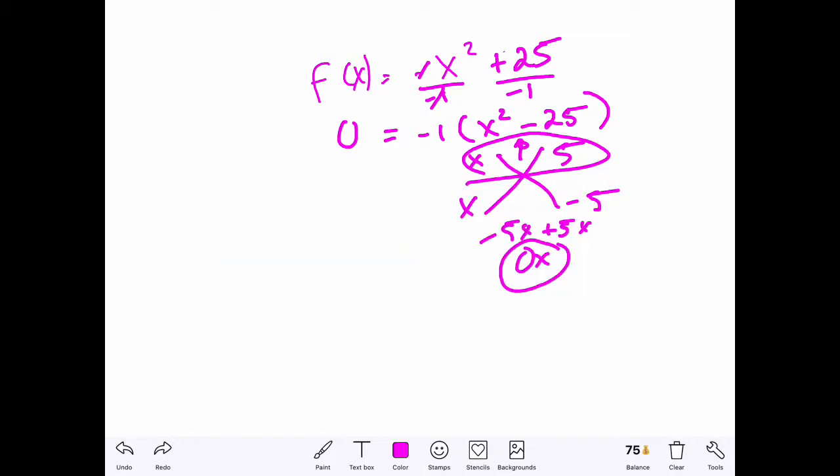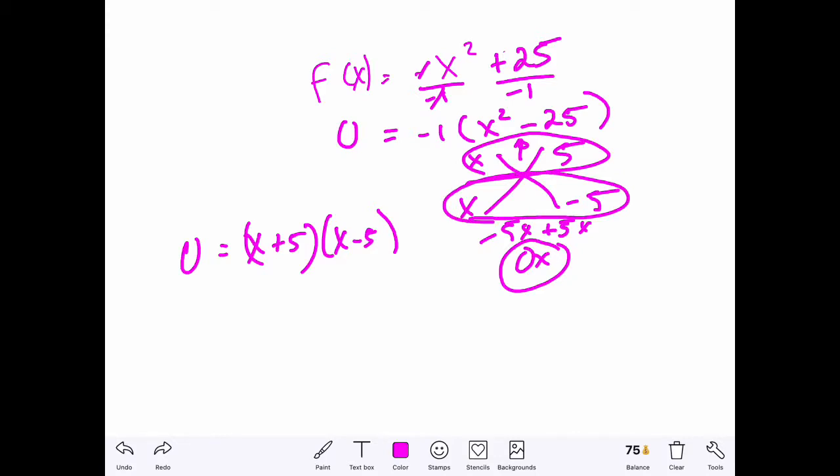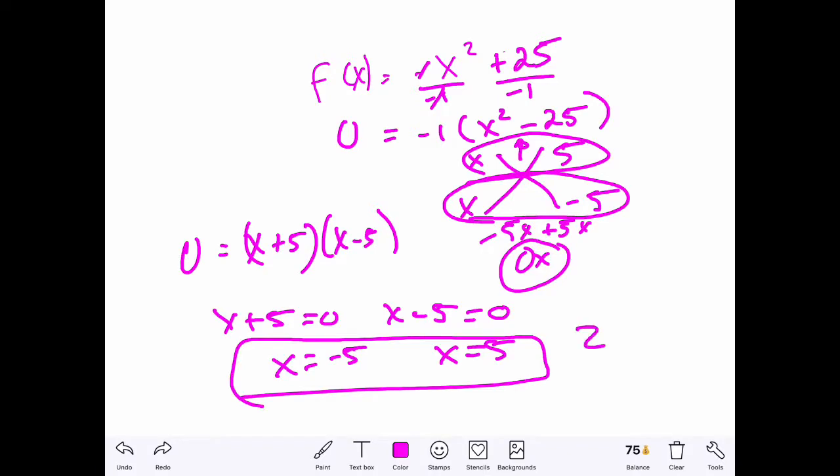So 0 equals x plus 5 times x minus 5. Remember, read your factors horizontally. Then set each individual factor equal to 0 and solve. x equals 5 and x equals negative 5, and those are what's called my zeros. The zeros of the function. In other words, where y is 0 is where it hits the x-axis, so that's the location where it hits the x-axis.